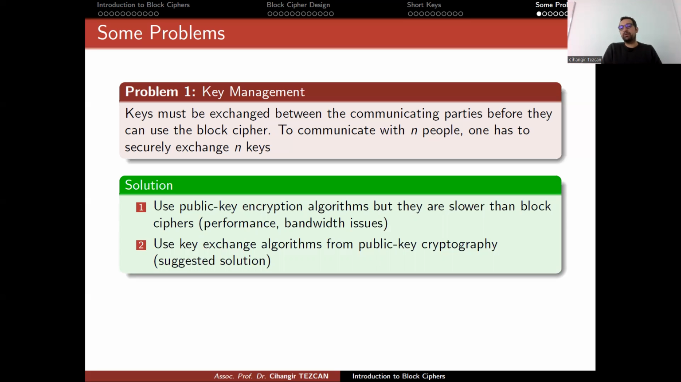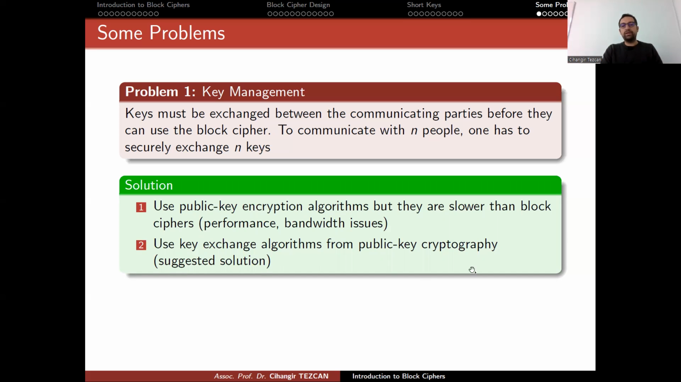they're slower than block ciphers when you consider the performance or bandwidth, because in a block cipher or any symmetric key encryption algorithm, plain text and the ciphertext generally have the same size, right? But in the public key, the ciphertext sometimes increases in size. So this also causes bandwidth issues.